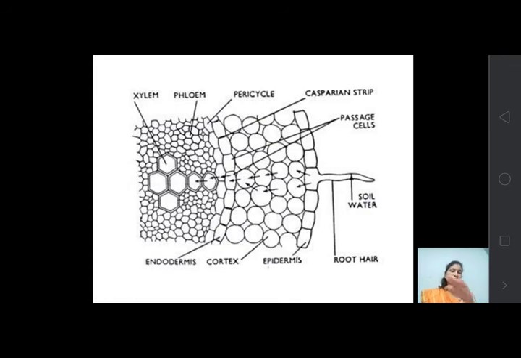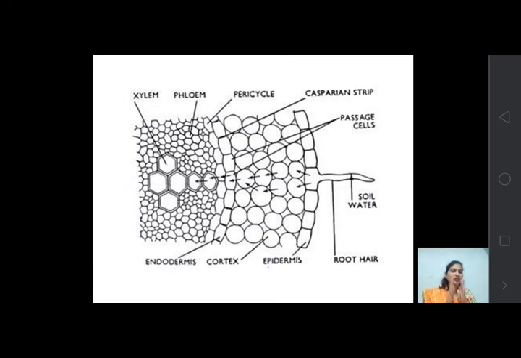Next to the xylem there is a presence of phloem. So this is ultimately the primary structure of the dicotyledonous root, and how the entry of water takes place, and what is the path of water, how the water passes from one cell to another cell and reaches the xylem.